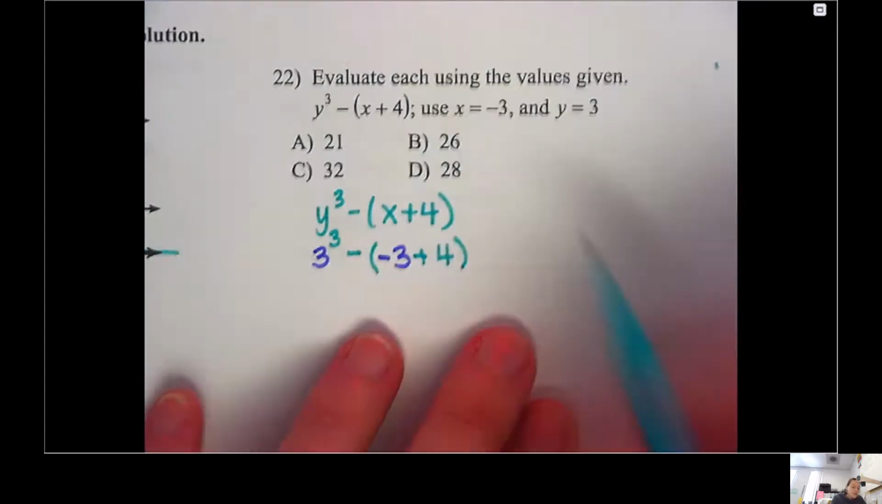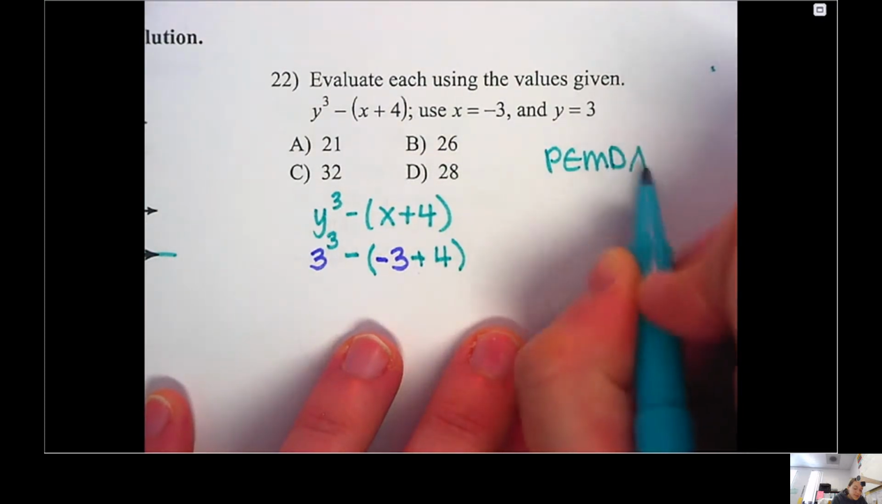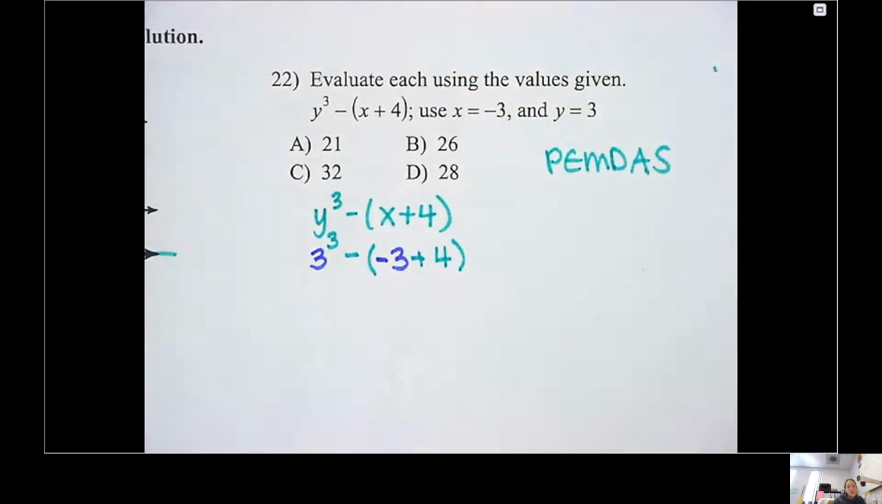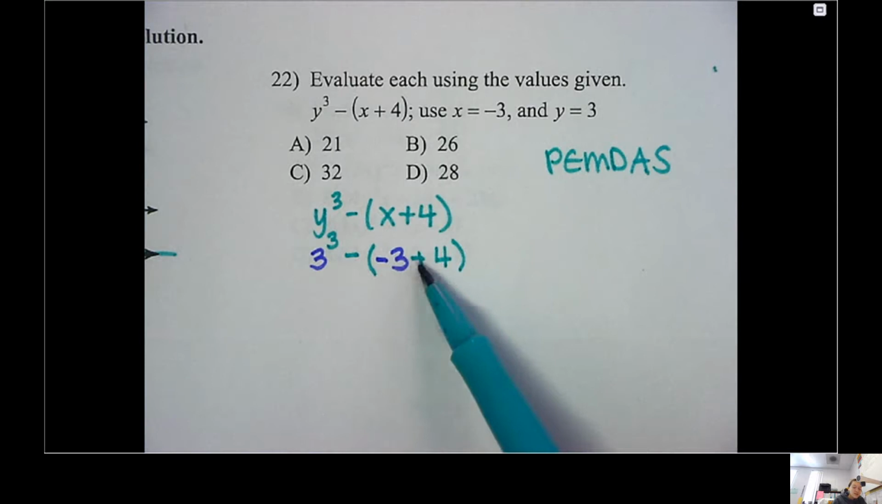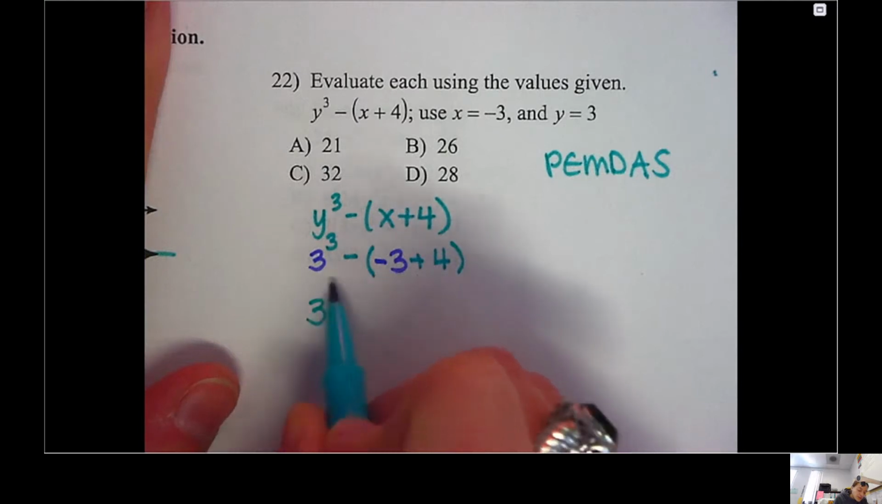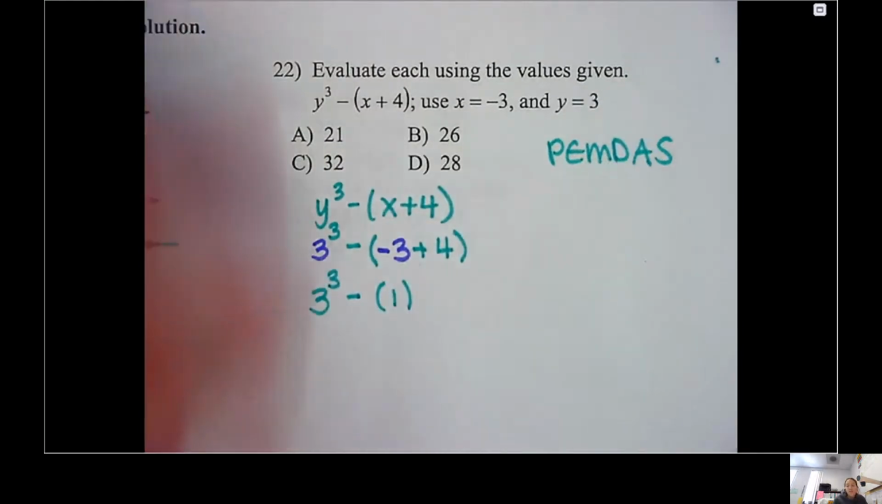Okay, order of operations says, please excuse my dear Aunt Sally, starts with P, which is parentheses. So I'm going to do the parentheses first. -3 plus 4 gives me just a +1. So I've got 3 cubed minus, this is just 1.